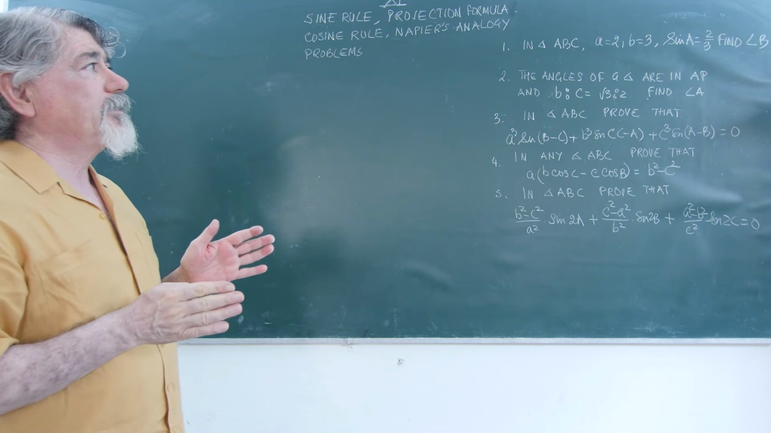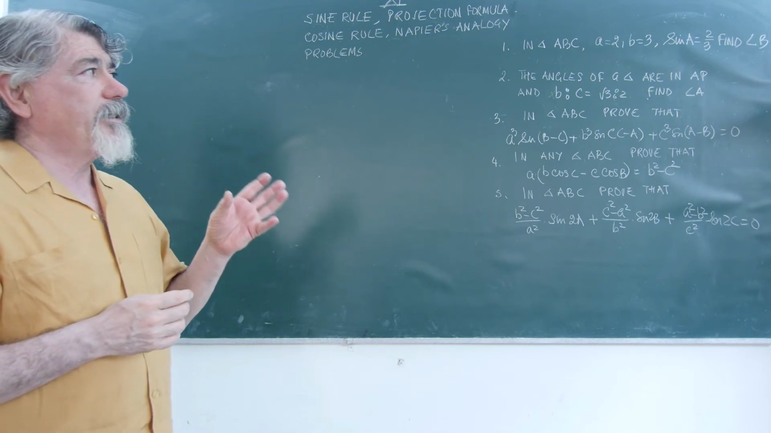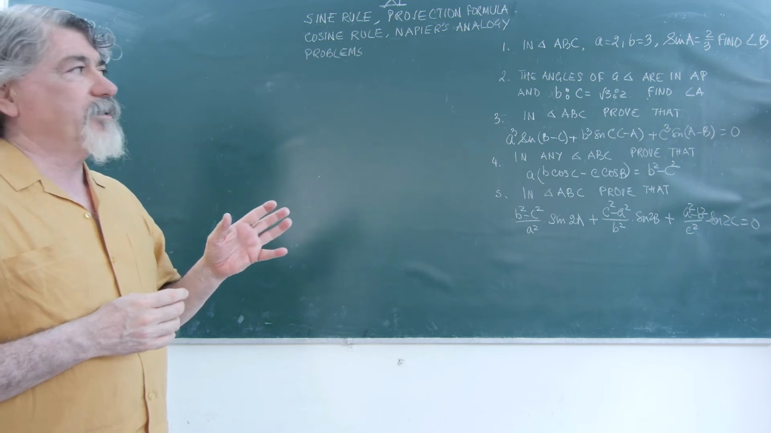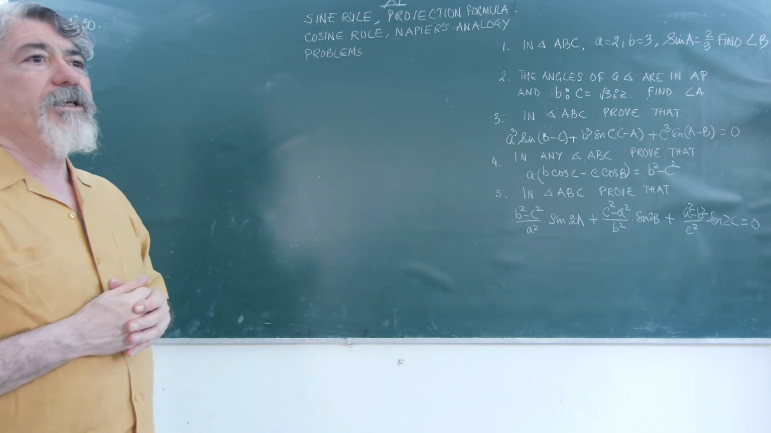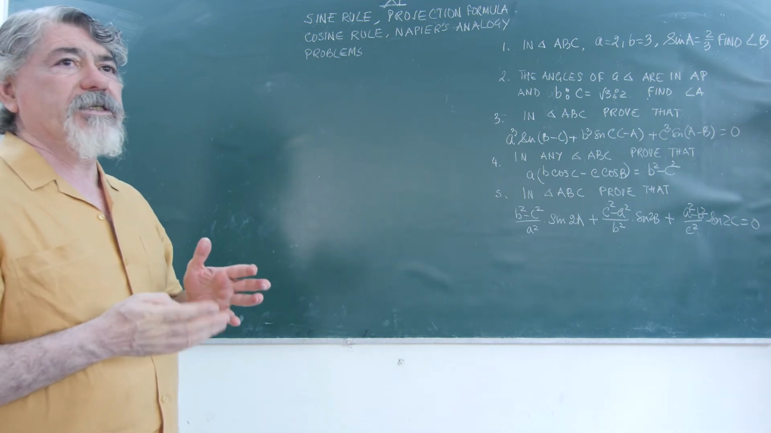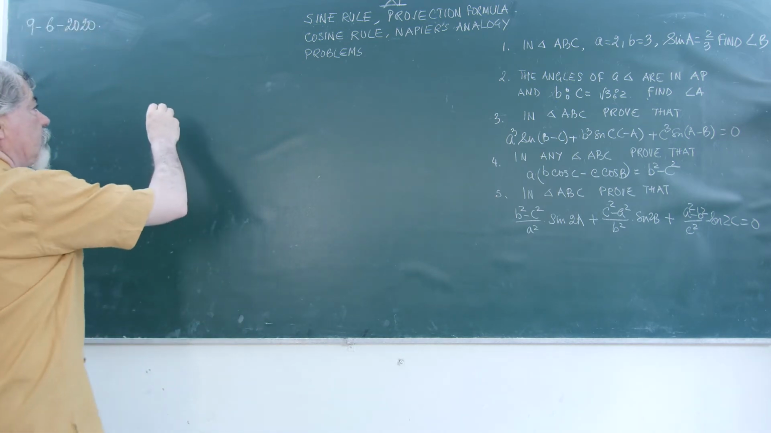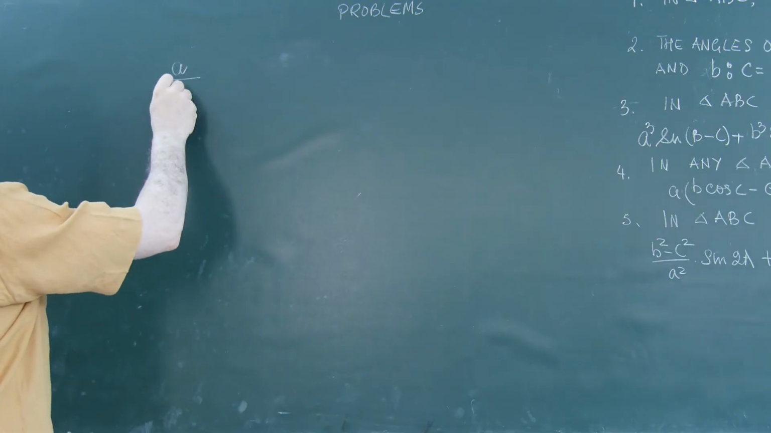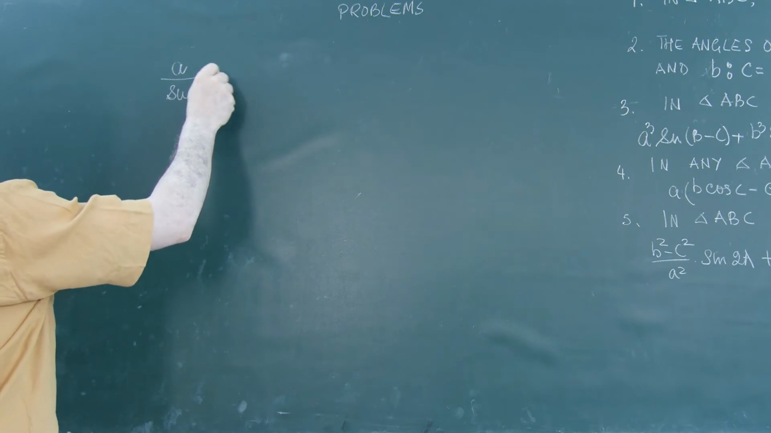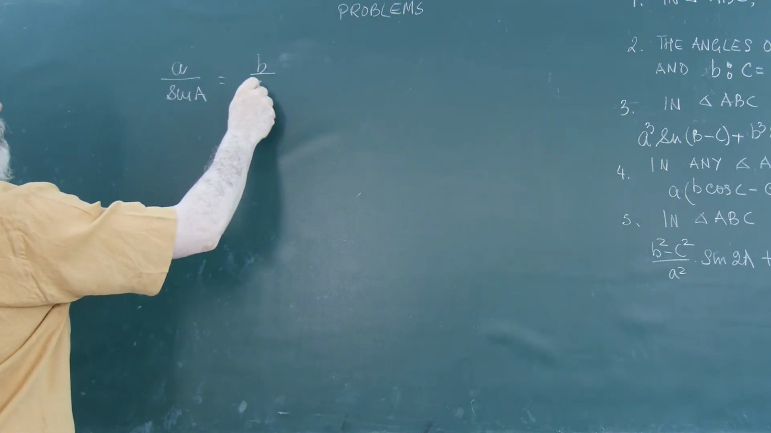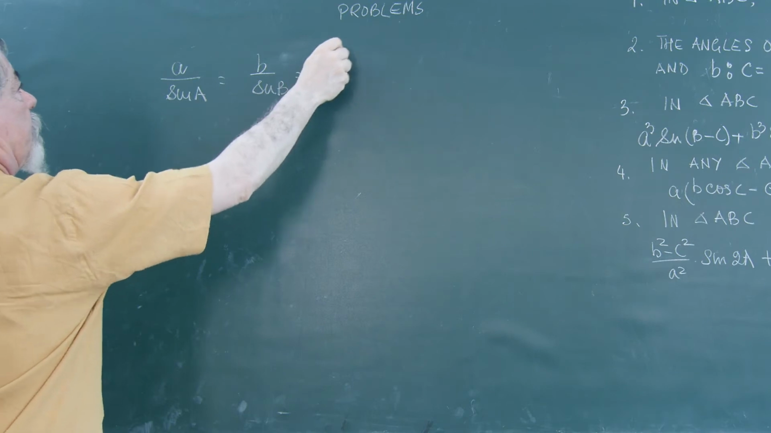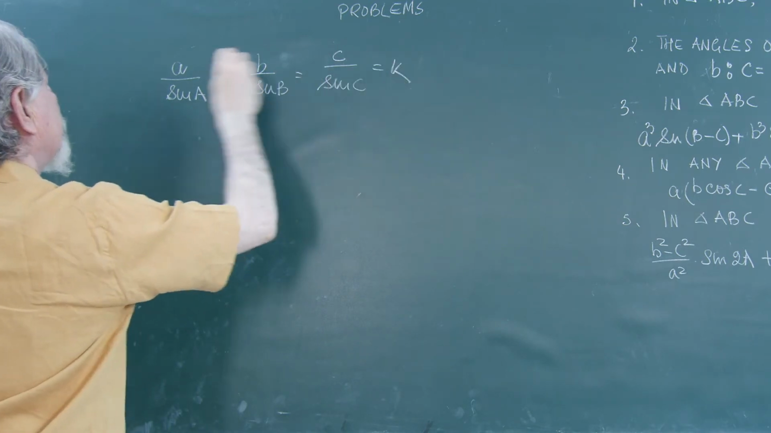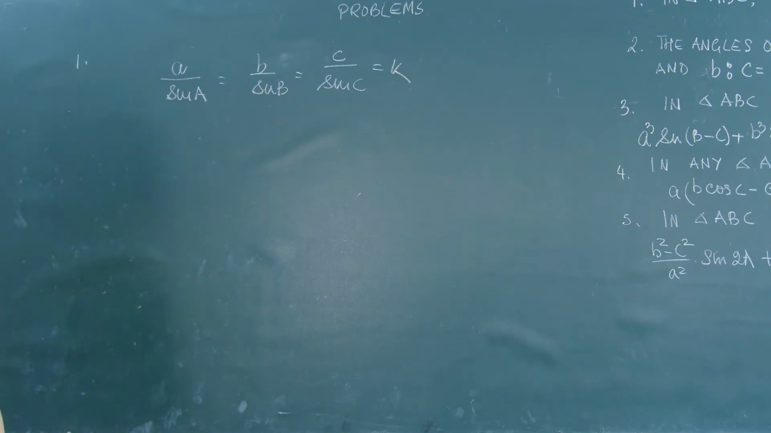Here again I can see clearly the sides a and b are given, sin A is given, and we want to find angle B. So we will look into the sine formula. What is the sine formula? a upon sin A is equal to b upon sin B is equal to c upon sin C is equal to k. We can reverse it also, write it depending upon what we want.